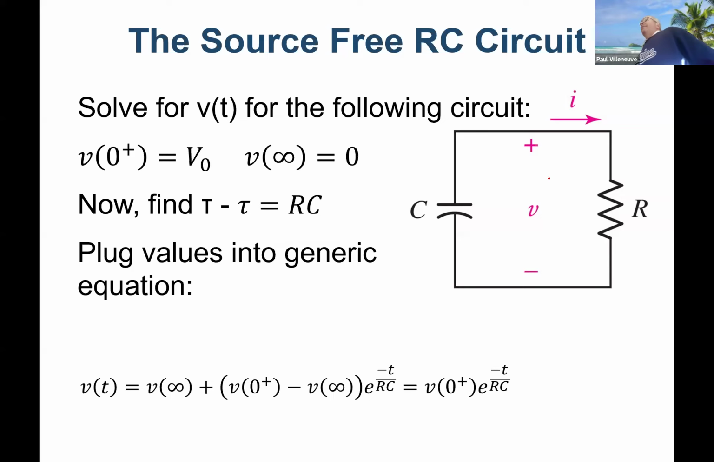How do we know that? How do we know that V of 0 plus equals V naught and V of infinity equals 0? Any ideas? It's not necessarily fully charged, but it does have some charge. But why is it equal to that initial charge value? Luke? Because it's already what's on the circuit, and there's no additional force.